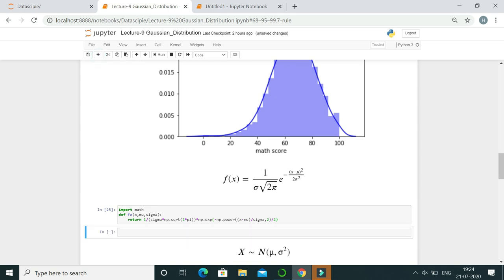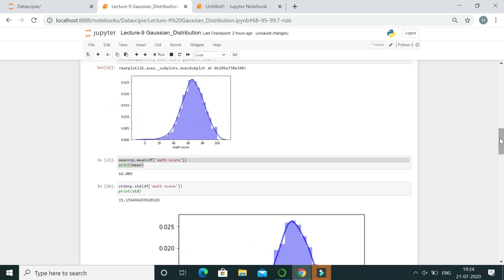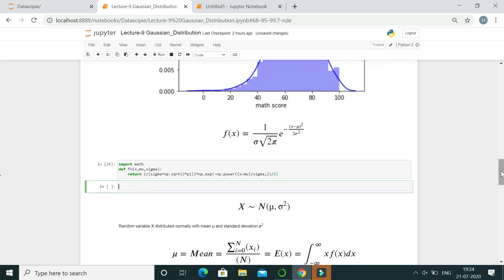Okay, so when we replace our mu and sigma with our actual mean and standard deviation, we have to get this type of curve. So just cross tally it. To cross check it, we first of all defined our x as np.arange. We take it from minus 10 to 120, and we specify step as 0.01.